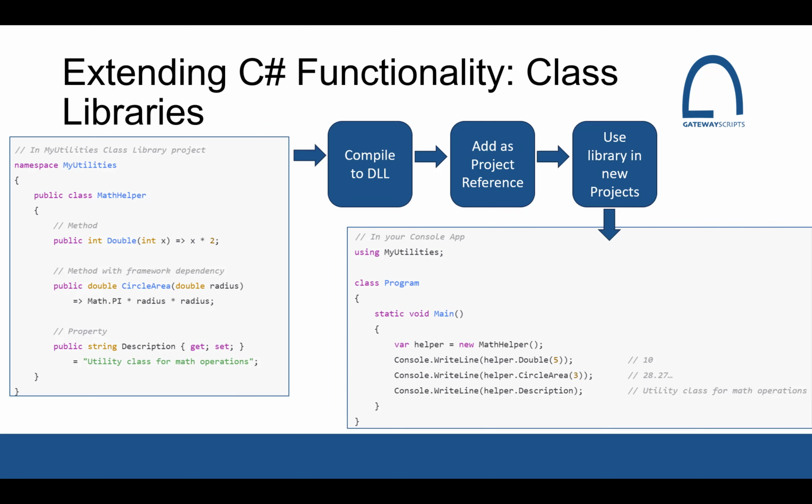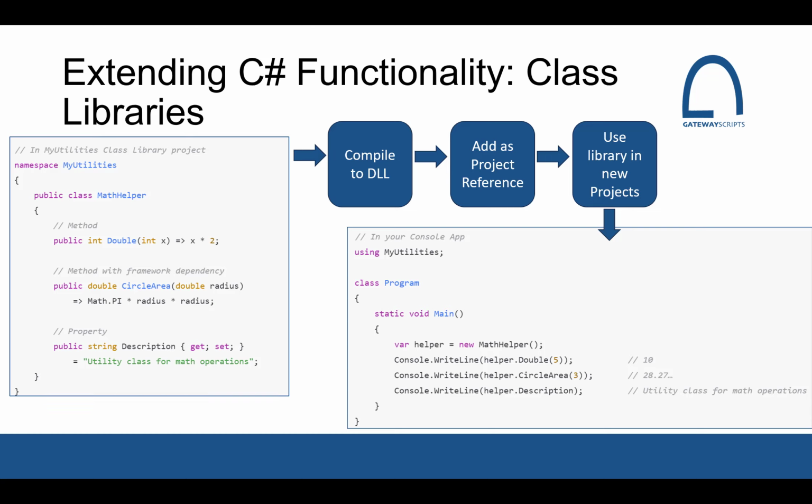Let's say that with all of our newfound C# knowledge, we build some functionality that's extremely useful, and we want to use this functionality over and over and over again. Well, there is a way to do that built into the way that these applications work. So let's say that I create a class, as you see on the left, called Math Helper, and that class has some very useful methods such as being able to double a number by multiplying it by 2 or calculate the area of a circle.